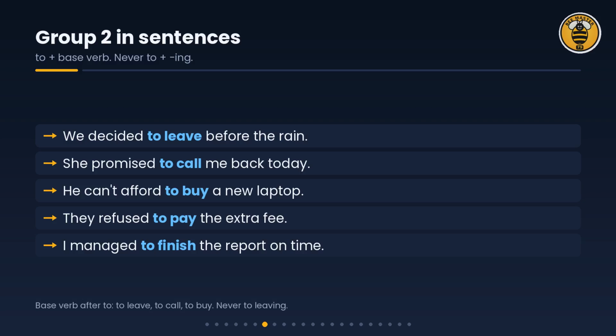Group 2 in sentences. We decided to leave before the rain. She promised to call me back today. He can't afford to buy a new laptop. They refused to pay the extra fee. I managed to finish the report on time. After to, use the base verb. To leave, to call, to buy. Never to leaving.